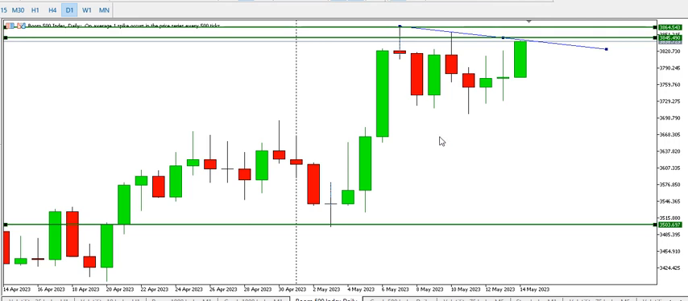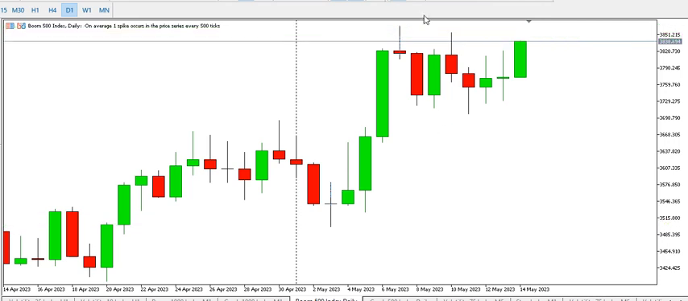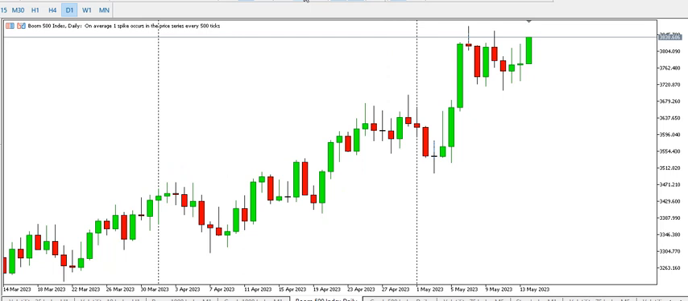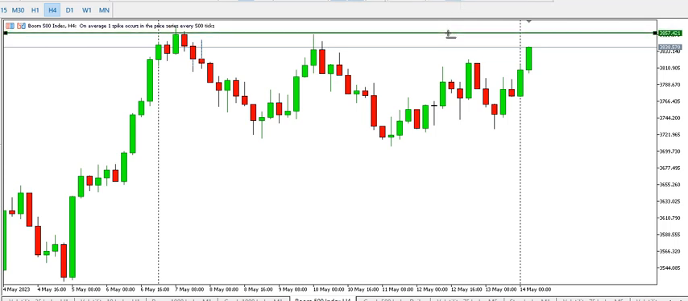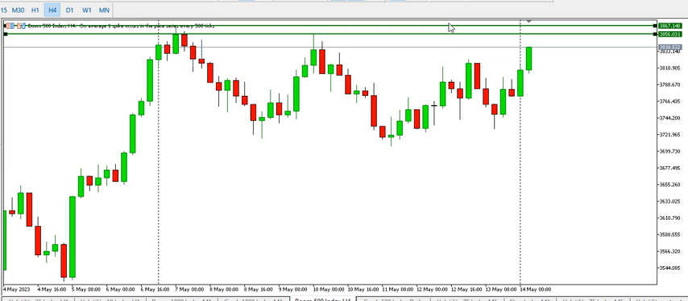So that's that for Boom 500. The overall trend is bullish for Boom 500 index on the daily time frame. On the 4-hour time frame, you can see price is going up, heading for this top. A break of this particular top, I'm talking about the 3867 top, will see price continuing the bullish trend. That'll be a break of structure.